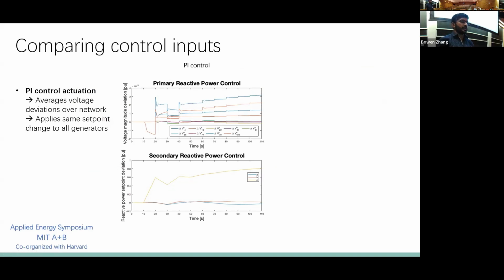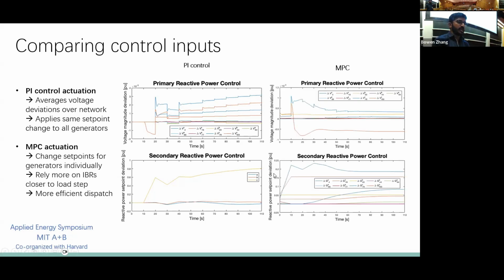Then we also wanted to compare the control inputs. The way PI control works is that it averages the voltage deviations, and so we have the same change in set point at every generator, which is not really ideal. We require very large set point deviations at all the generators. Whereas with MPC, the voltage deviations at most of the nodes are smaller. We can change the set points individually at different generators, so it's more flexible, and we can rely on IBRs that are closer to the load step.